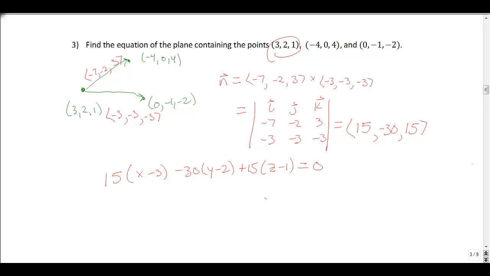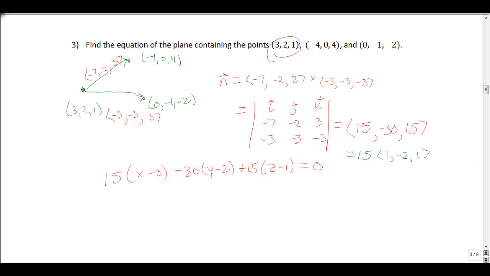Now, you could do a couple things with this. You could distribute this out here. Something else you could do is, if you notice this normal vector, let's do this in a little different way, you have a factor of 15. So this is 15 times the vector (1, -2, 1). So if (15, -30, 15) is normal to the plane, so is (1, -2, 1). So one thing I might have done is just use this smaller vector here to work with. Just makes the calculation easier.